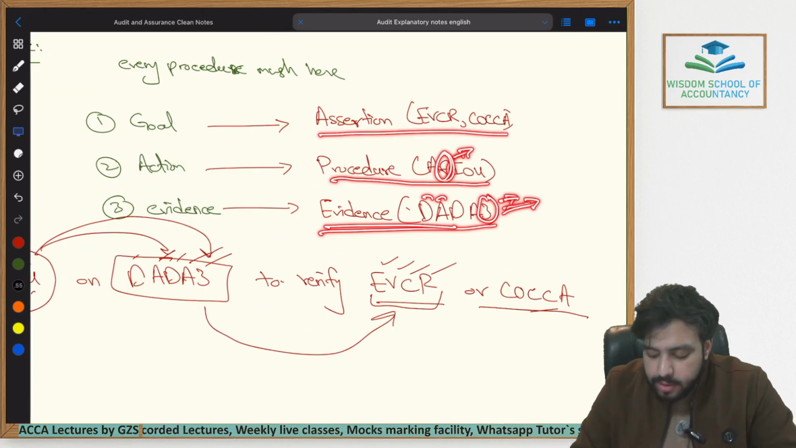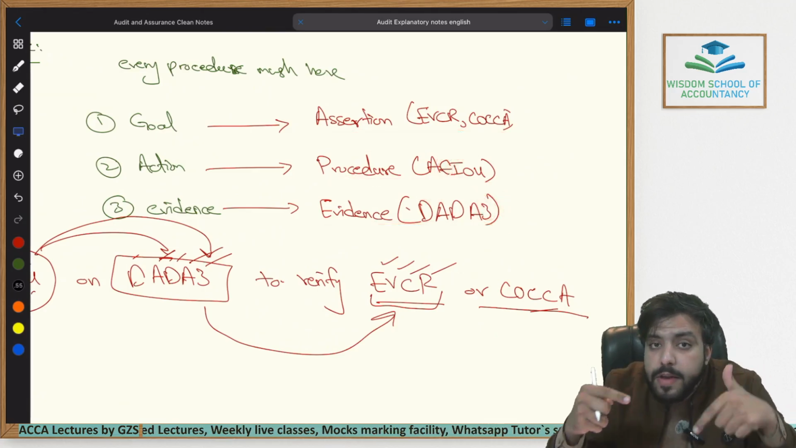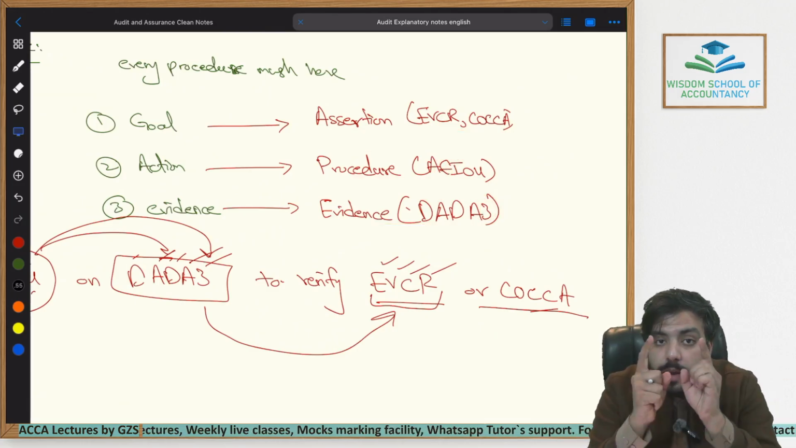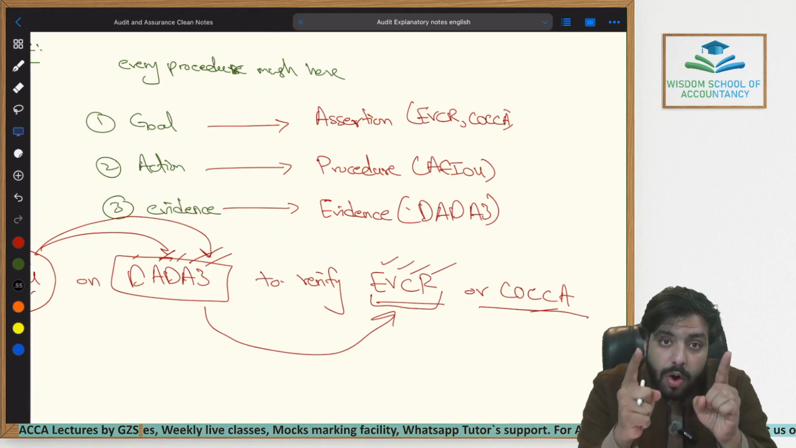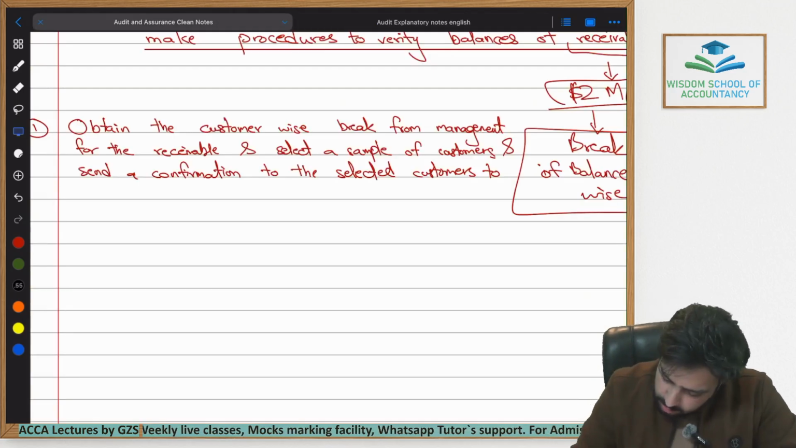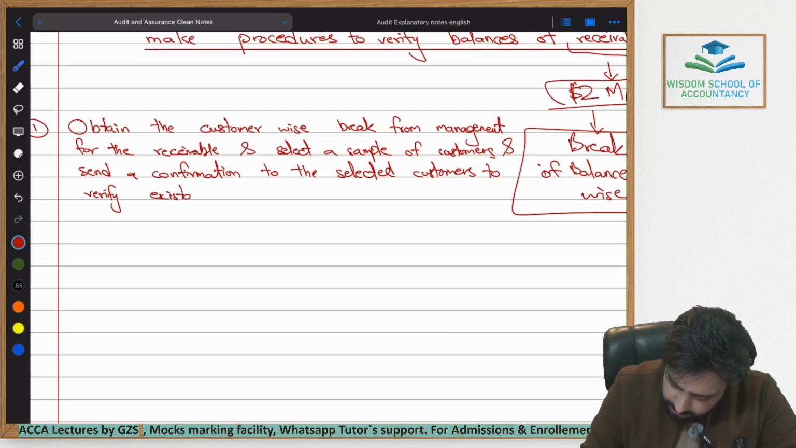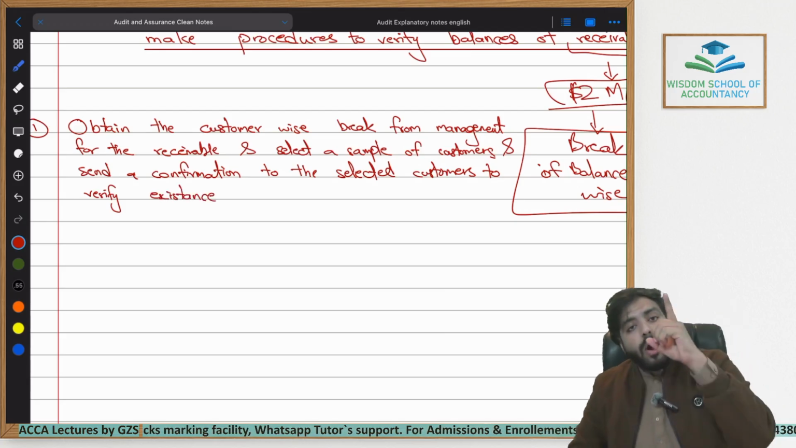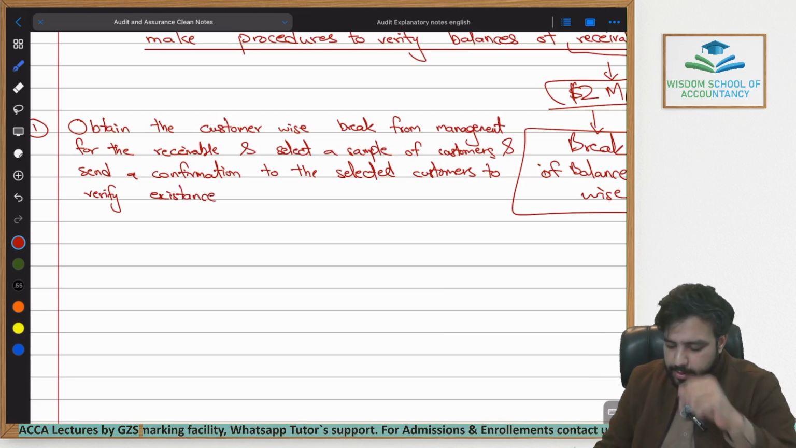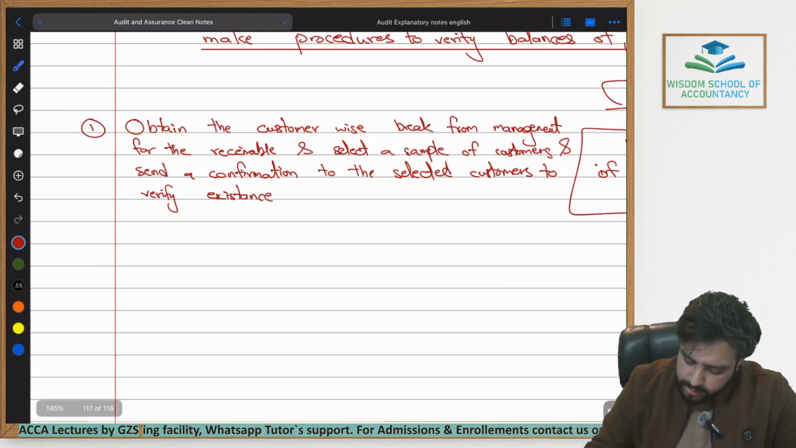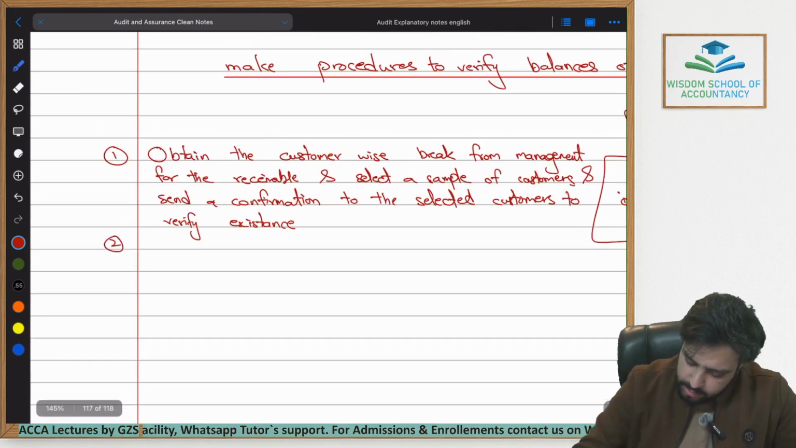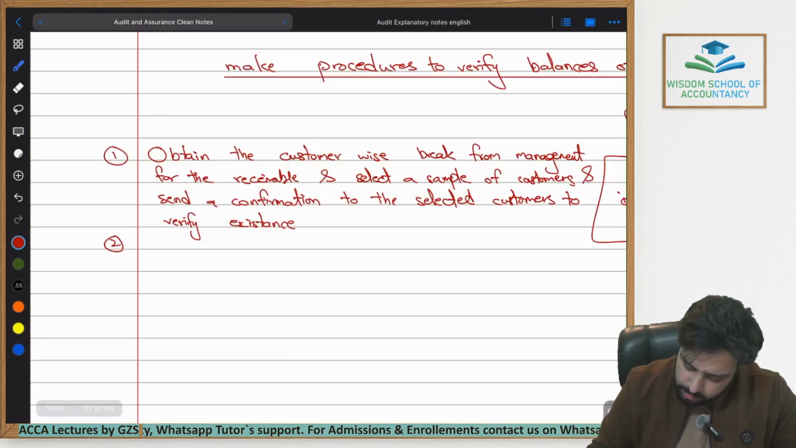Now we need to mention the assertion. What are we verifying in this case? We are verifying the existence of receivables. To verify existence. Now let's stop here. Let's move back and try to create the number two procedure. Because in total, we have to create how many?